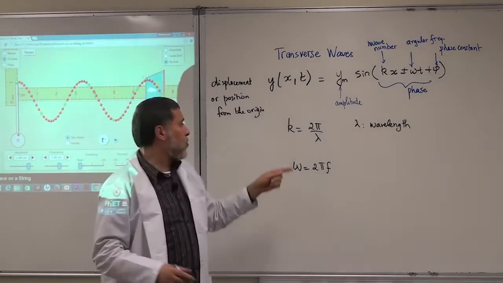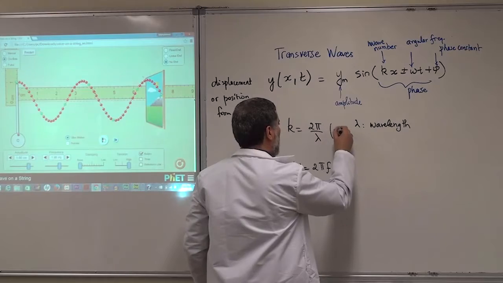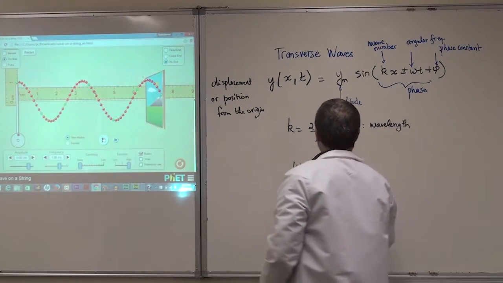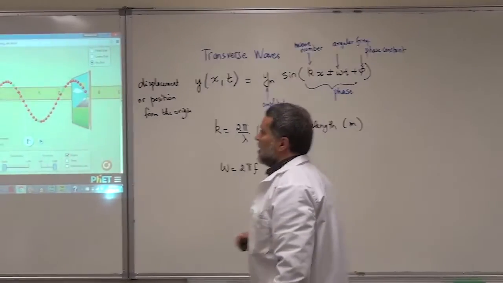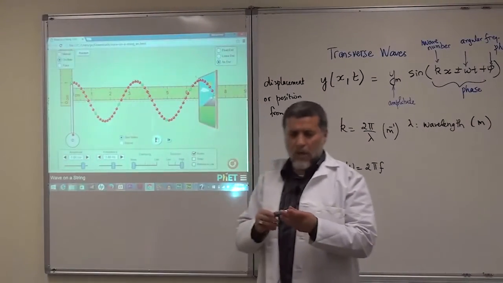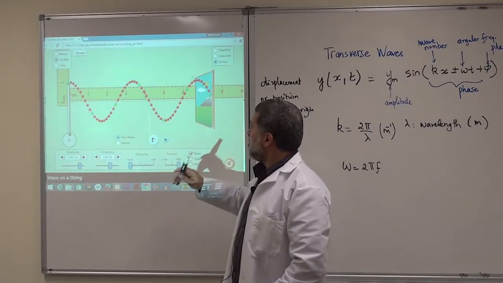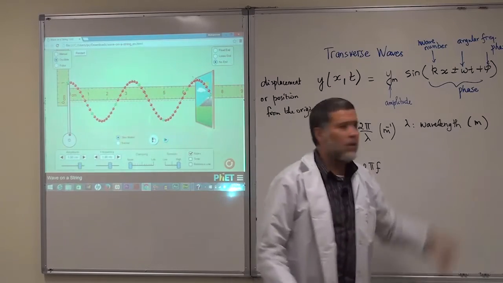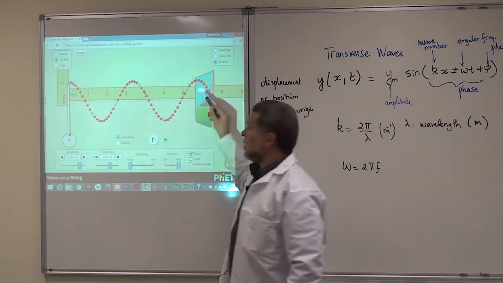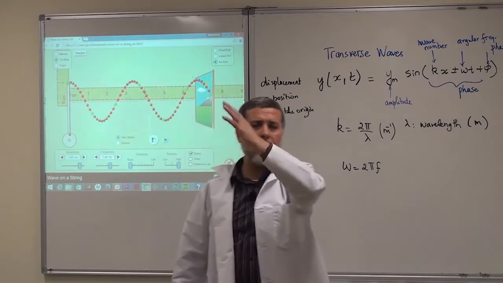It has units, of course. It has units of meter minus 1. And now lambda, which has the units of meter, is called the wavelength. Let me show you where the wavelength is in this illustration here. The wavelength is a distance, first of all, it's in meters. It's a distance along the x-axis between two identical points on the wave.